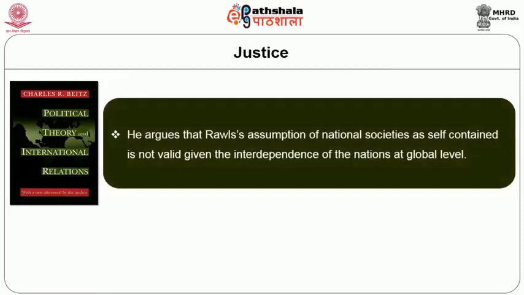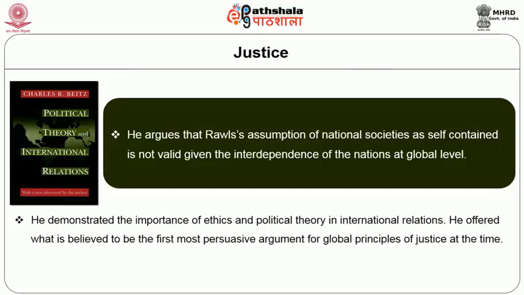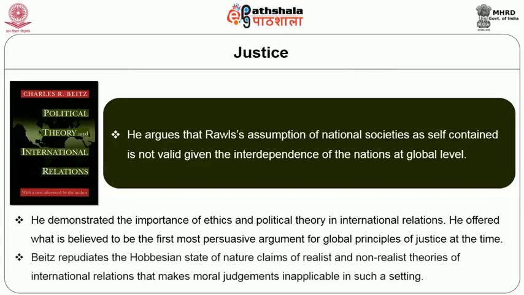Charles Beitz, in his 1979 book Political Theory and International Relations, argues that Rawls' assumption of national societies as self-contained is not valid given the interdependence of nations at the global level. Beitz's work demonstrated the importance of ethics and political theory in international relations. He offered what is believed to be the first most persuasive argument for global principles of justice at the time.